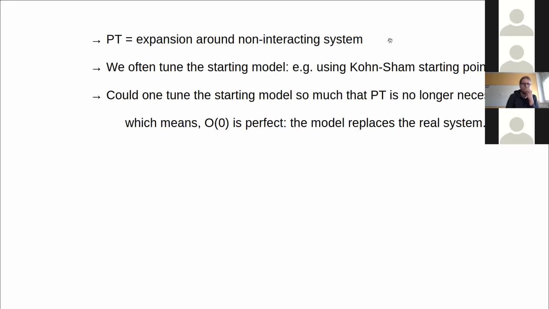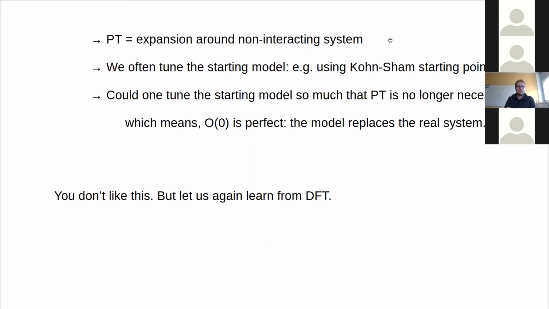And of course, the dream would be that you have such a perfect starting point that you don't have to do perturbation theory at all, so that your model would replace the real system. And then you say, I don't like this. How can it be? How can I have a model that is different from the real system and it still gives me the correct Green's function? But we can again learn from density functional theory here.